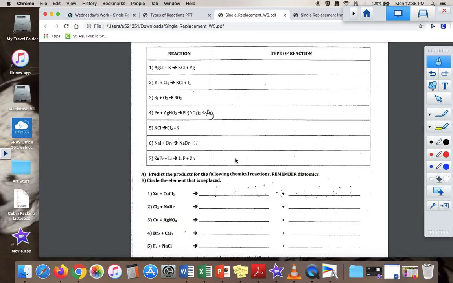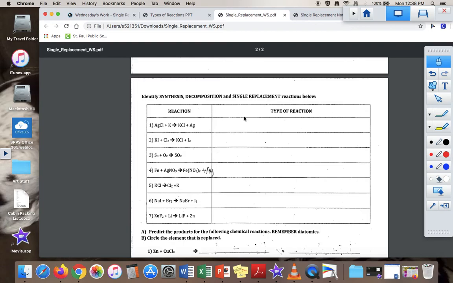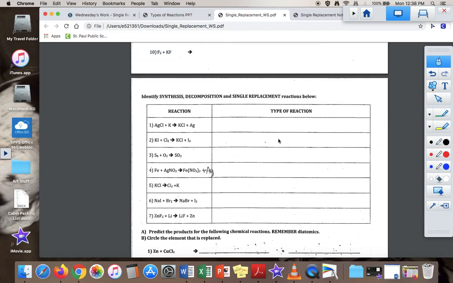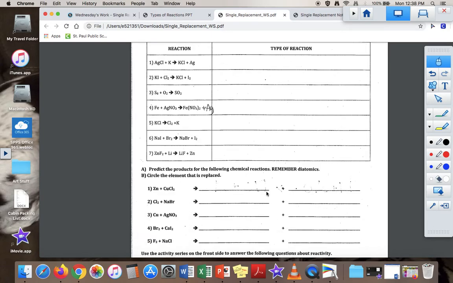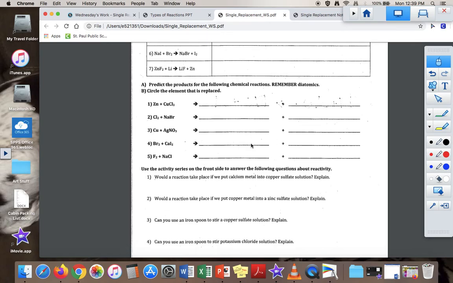Okay. When you go down here, you're going to tell me if these reactions are synthesis, decomposition, or single replacement. So we're kind of combining the stuff we did yesterday and today. Right? Just the name of the type of reaction is fine. And then down here, all right, you're going to try to predict the products. This is a little bit more tricky, okay? But what you really want to do is tell me what the two products are going to be. So when this reaction happens, who's going to bond with who?